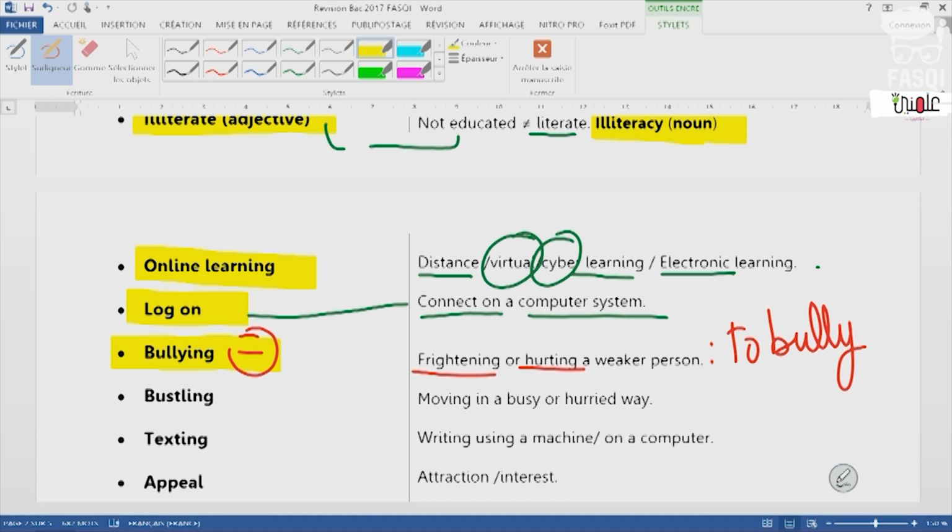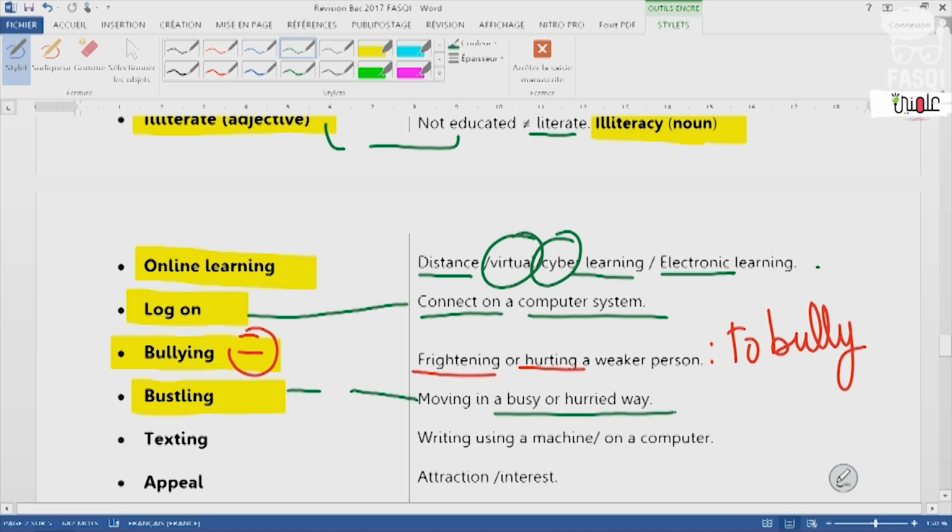Bustling is another word. What's bustling? When you are in a hurry, when you are moving and you are busy, in a busy or hurried state, with a crowd. Maybe online learning may also solve those troubles of being bullied and having to bustle. Bustling, yes, that's it.